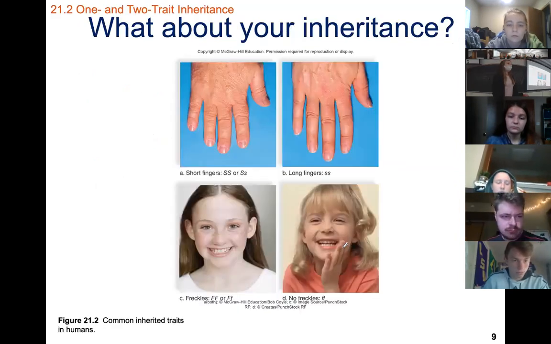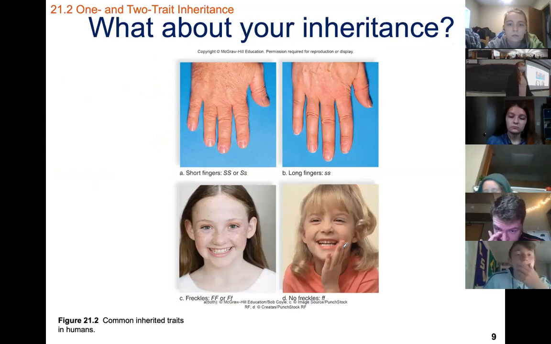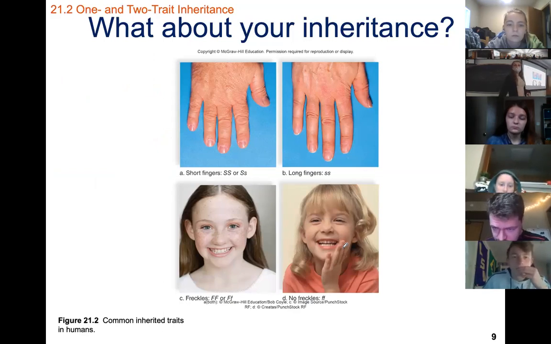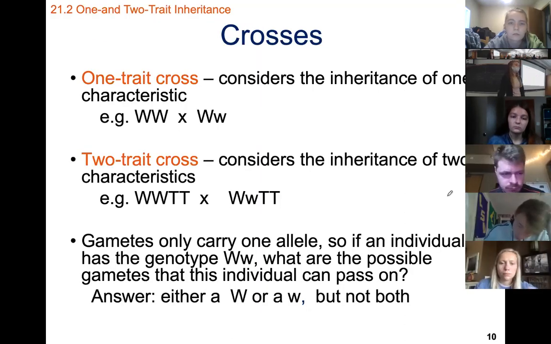Here we have short fingers versus long fingers, freckles versus no freckles. These are just other common inheritance things that we talked about in that first slide. Just some more examples of different traits. Some of these traits are not giving us any advantage or anything like that. They're just how we are built.